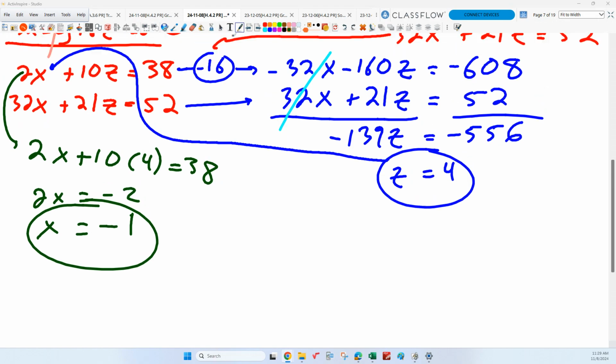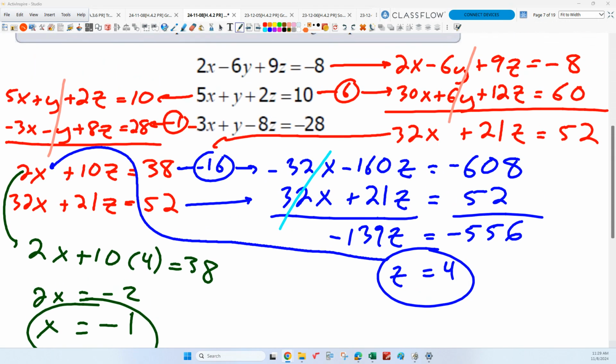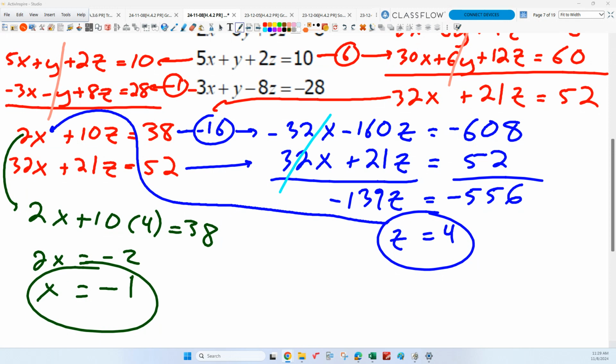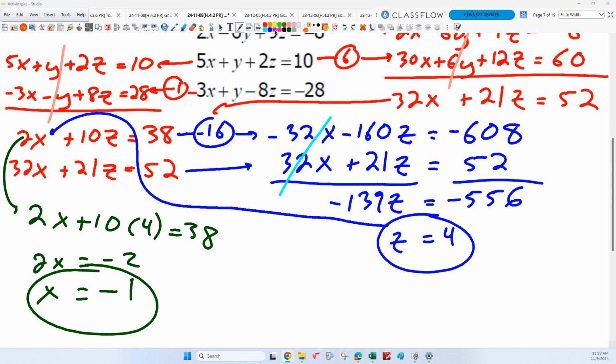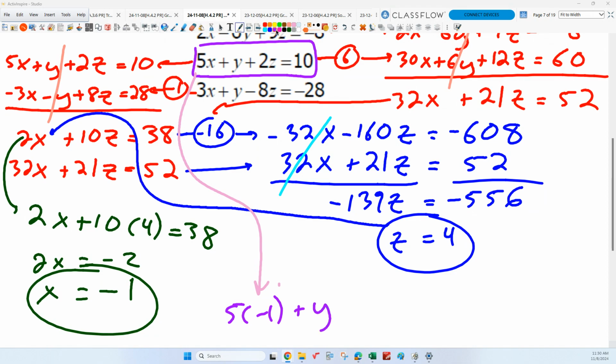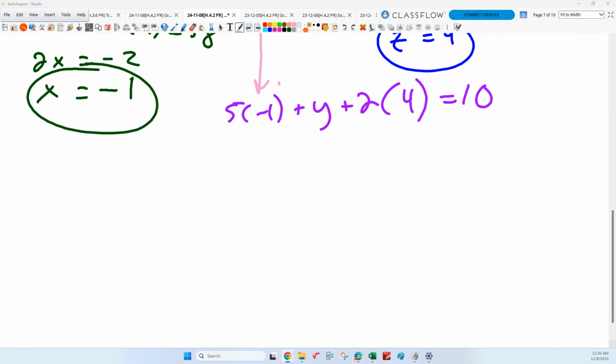Now what? Probably the middle one, I guess. Seems like the easiest. All right, so we'll just take this guy right here and go down here. And we get 5 times negative 1 plus y plus 2 times 4 equals 10. Solve for y.